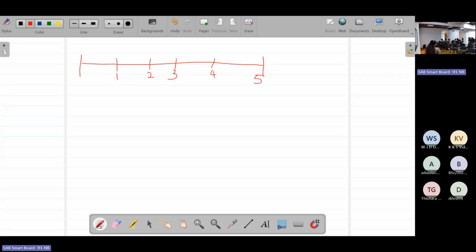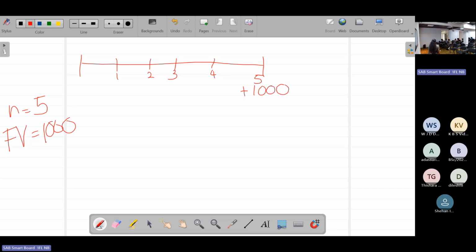Five-year coupon bonds. N equals 5. Then face value. If we go face value equal 1000, where should I place this 1000? At the end of the 5th year, we are getting what? Plus 1000, because the maturity period is 5 years.